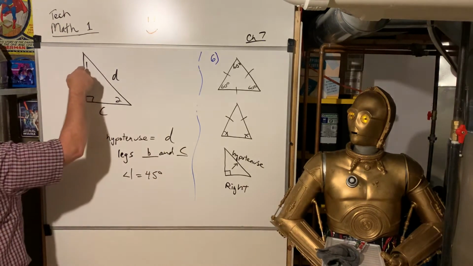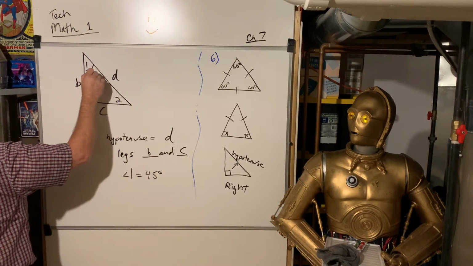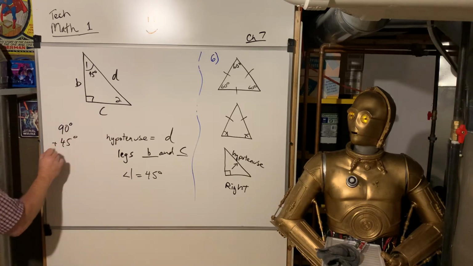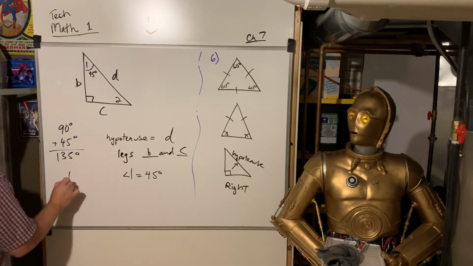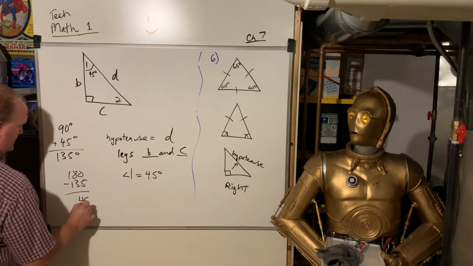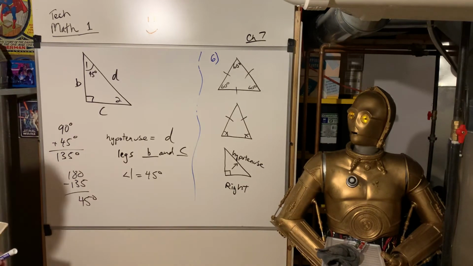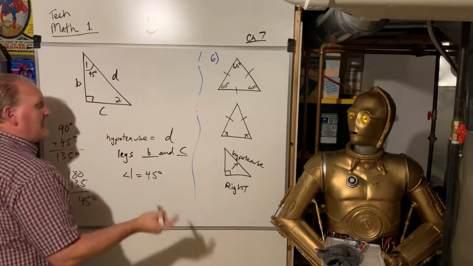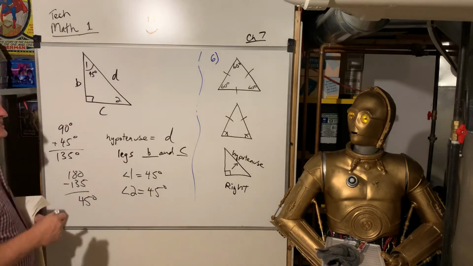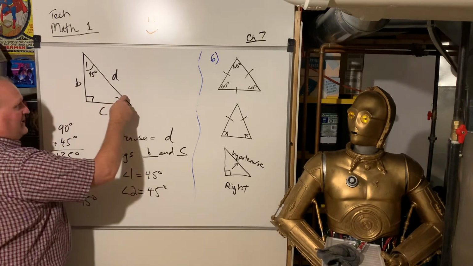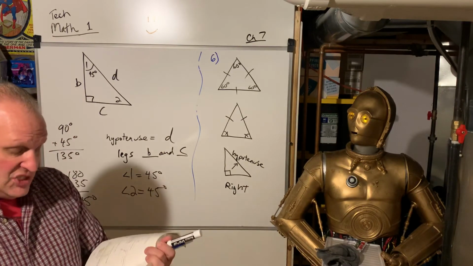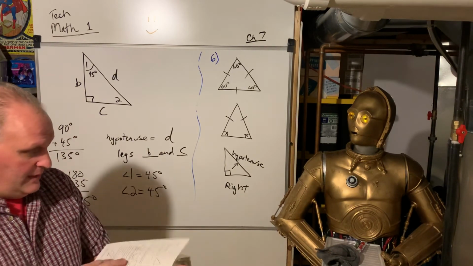We know this one's 90 and this one's 45 degrees. So to find the missing one, we would say 90 degrees plus 45 degrees is 135 degrees. And then we'd say 180 minus 135, and that would be 45 degrees. And so it's a 45, 45, 90. That's a special kind of triangle also. It's an isosceles right triangle, because if these angles are the same, then the opposite sides would also have to be the same. So that's special.